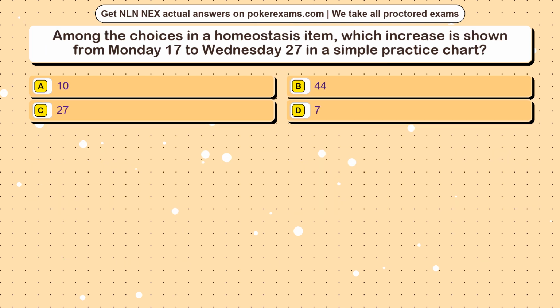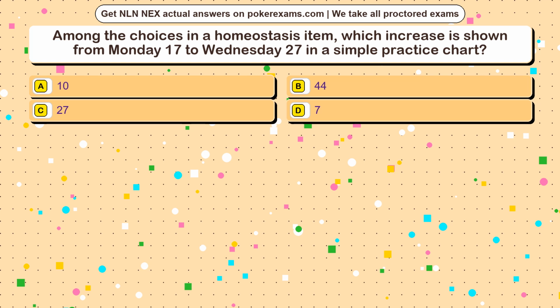Question 15. Among the choices in a homeostasis item, which increase is shown from Monday 17 to Wednesday 27 in a simple practice chart? Option A, 10. Option B, 44. Option C, 27. Option D, 7.